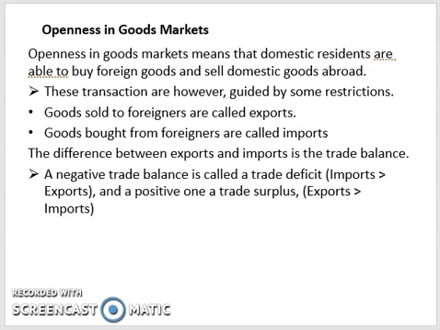A negative trade balance is called a trade deficit, suggesting that imports are greater than exports. A positive one is a trade surplus, meaning that exports are greater than imports. Since the positive one is when exports are greater, a country looks to export more than it imports as much as possible.